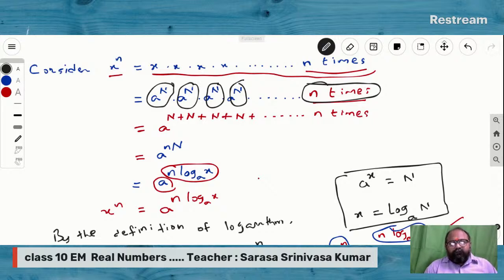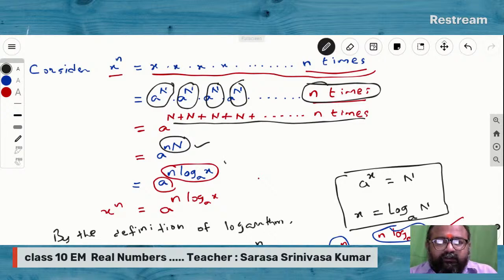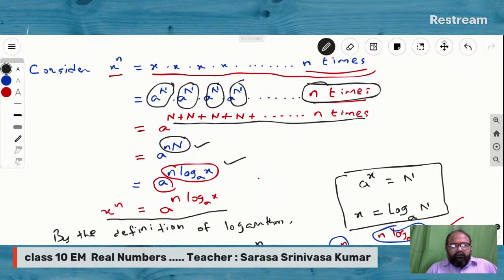If a power N is multiplied n times, we can write a power N plus a power N plus a power N and so on n times. So if capital N is added n times, we can write n a power N. But we know that capital N is equal to log x base a. So we can write x power n equal to a power n log x base a. We can write this.